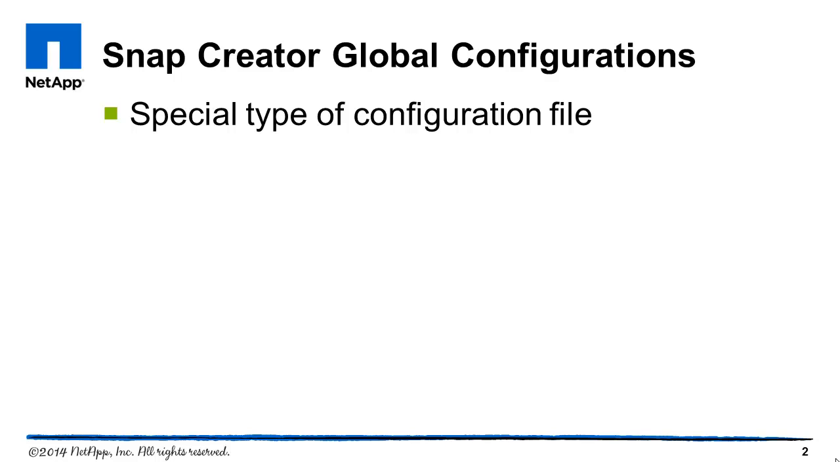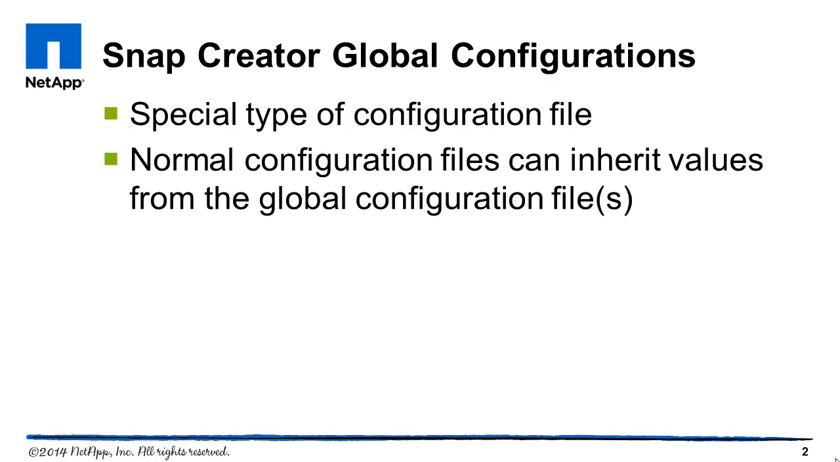Snap Creator global configuration files are a special type of configuration file. Normal configuration files can inherit information from the global configuration file. Think of a large environment where you have separate teams for storage and applications. Or think of a service provider environment.